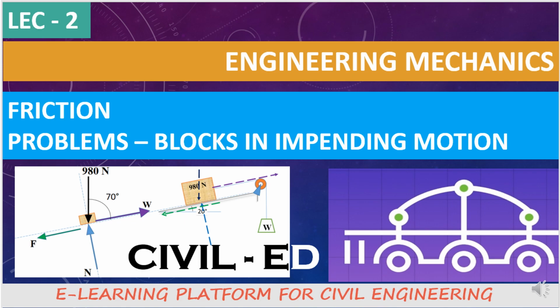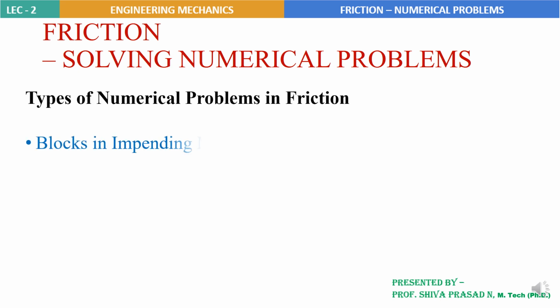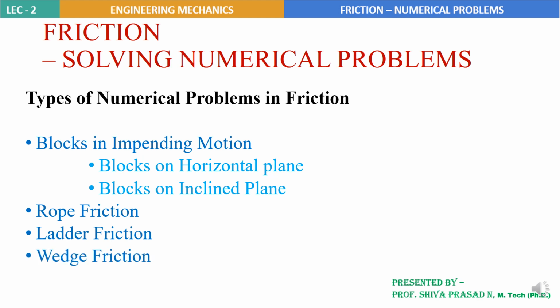Accordingly, we have the following types of numerical problems in friction, namely blocks in impending motion, blocks on horizontal plane and blocks on inclined plane. Next, problems on rope friction, problems on ladder friction, and finally problems on wedge friction. So these are the usual types of problems to be studied by the undergraduate students belonging to any university.